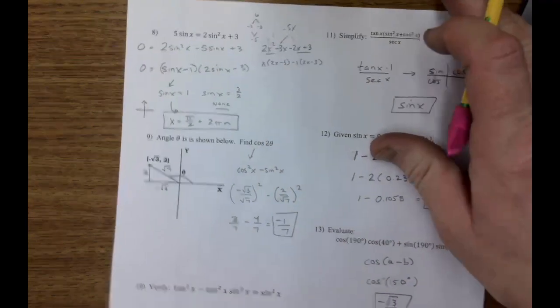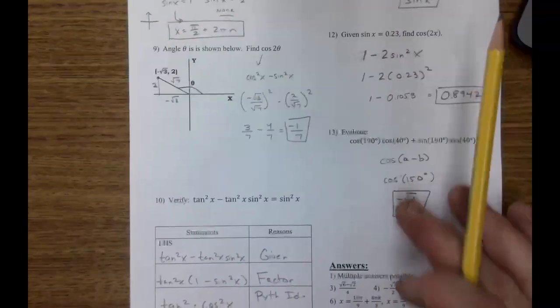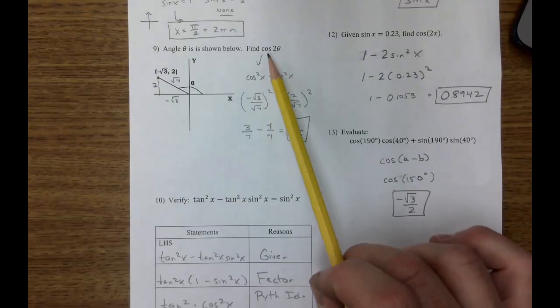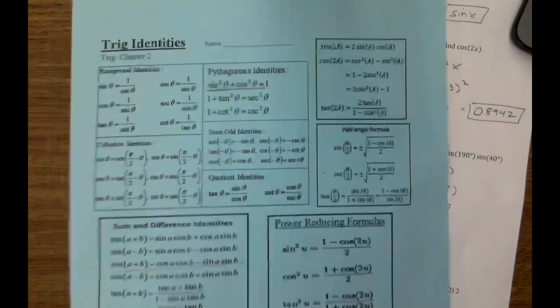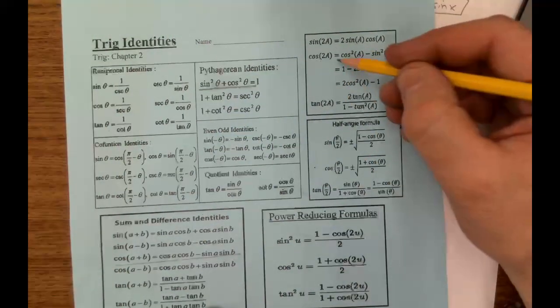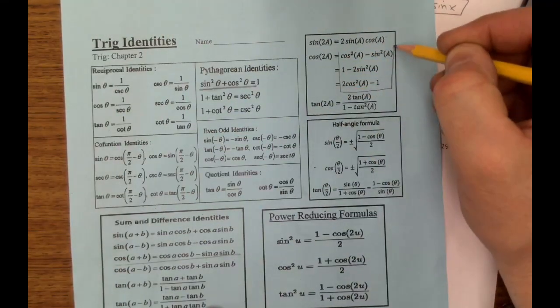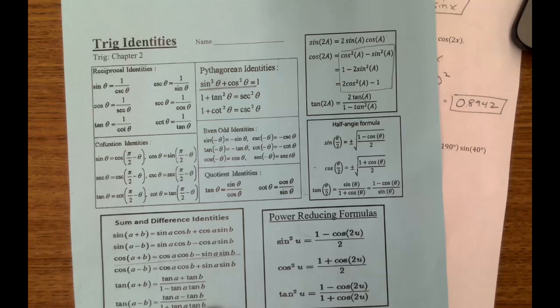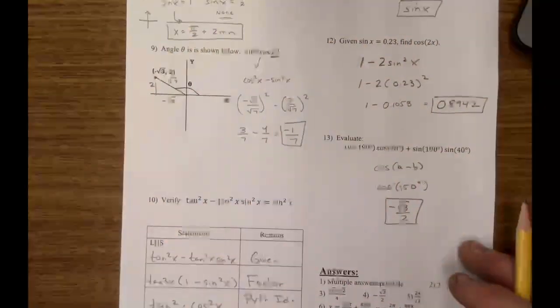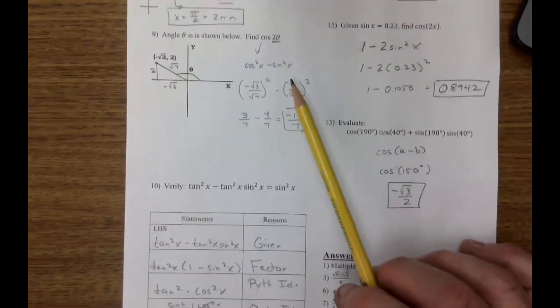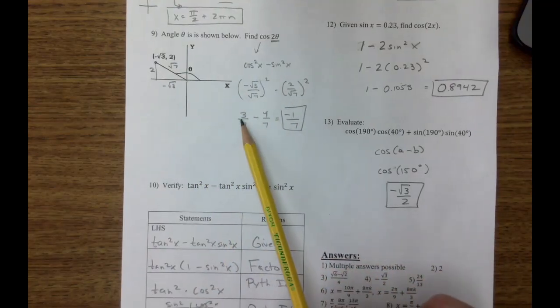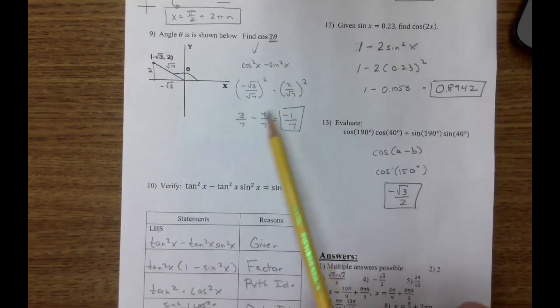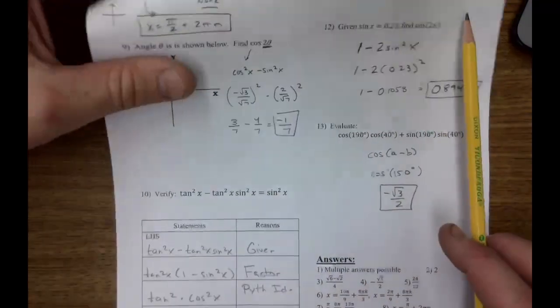Never. On number 9, cosine of 2 theta. Well, whenever you see something different than theta there, you use this formula. Now for cosine, you have all 3 of those options right there. All of those. So I just picked the first one, and I went ahead and picked my cosine value, squared it, picked my sine value, squared it, subtracted it.